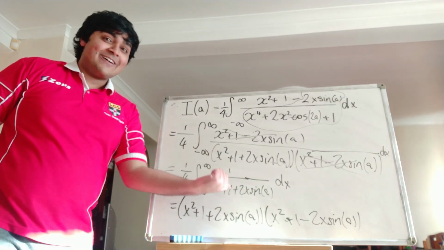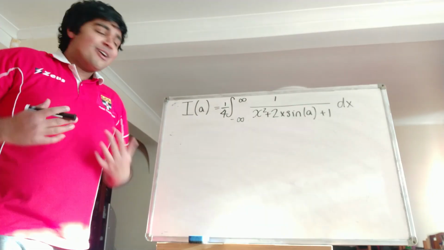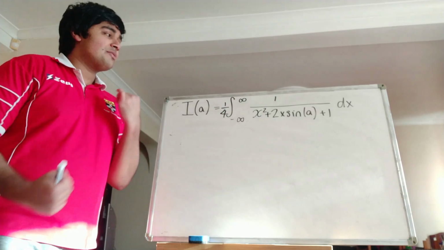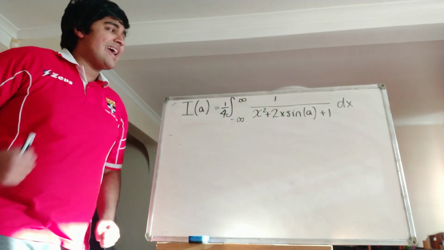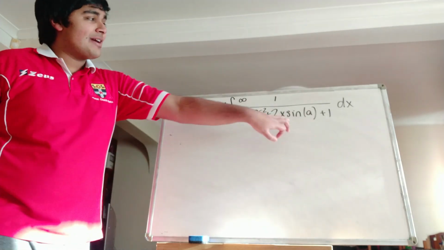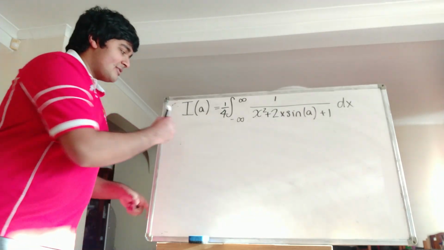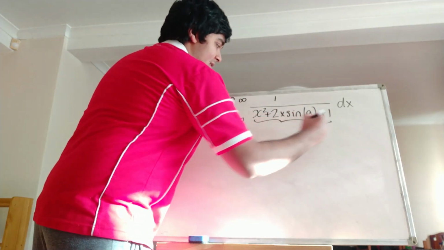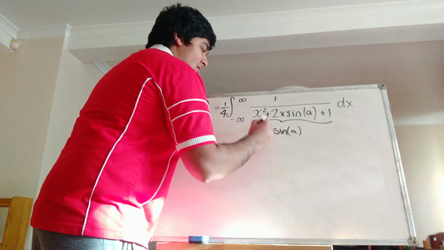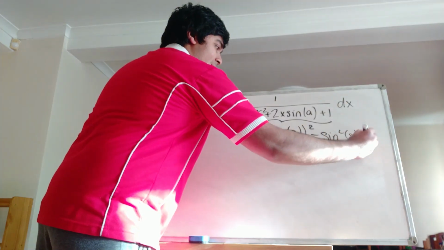Now what we want to do is evaluate this integral here. Let's bring this to the top of the whiteboard and we'll continue. Okay, so now we've got I of a equals a quarter times the integral from negative infinity to infinity of 1 over x squared plus 2x sine a plus 1 dx. Now the denominator in particular, we can simplify by completing the square. So this is just x plus sine a all squared minus sine squared a plus 1.